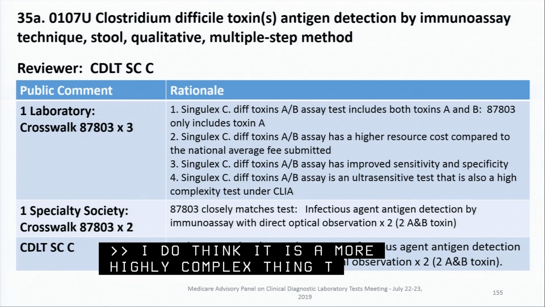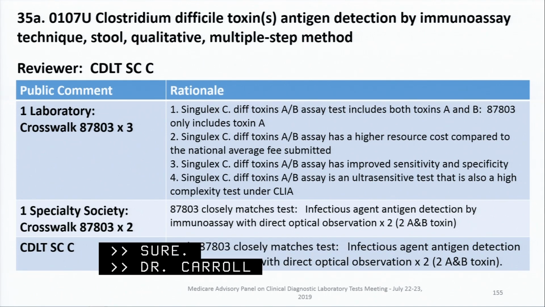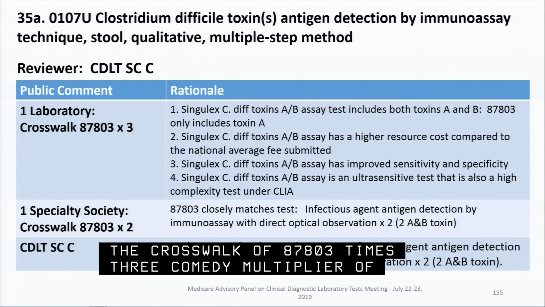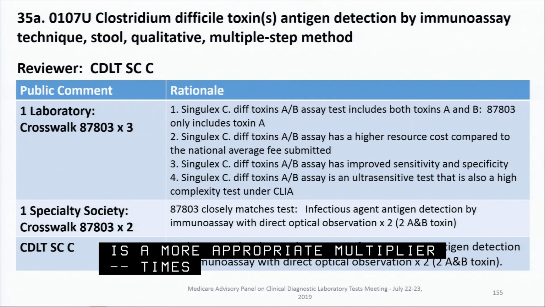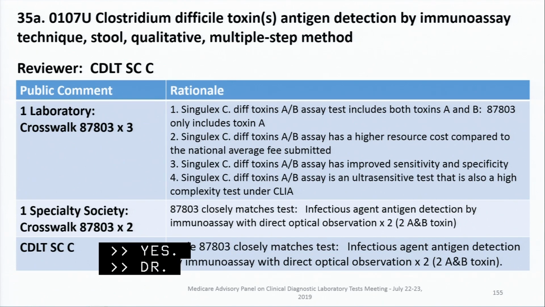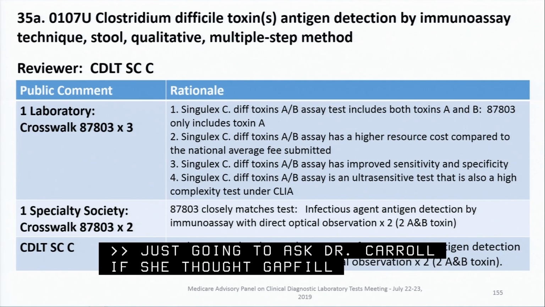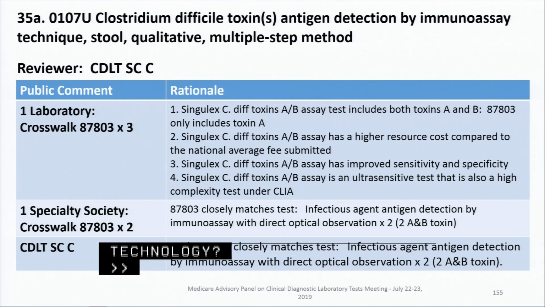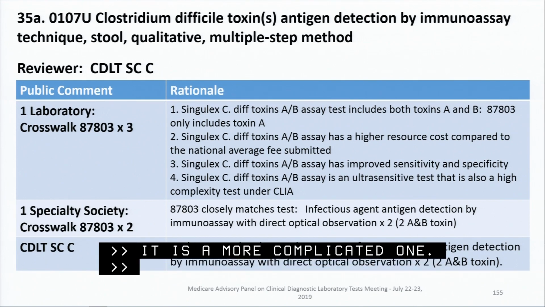So, Dr. Carroll, are you saying that the crosswalk of 87803 times 3, the multiplier of 3, is a more appropriate multiplier? Yes. Thank you. Dr. Kroc? Just going to ask Dr. Carroll if she thought gap fill was more appropriate then, if the technology is so different. Well, it is an immunoassay. I think it's just a more complicated one. Is there another CPT code that would take into consideration that upfront prep? I don't remember in the infectious disease codes if there would be one, but maybe there's something else.